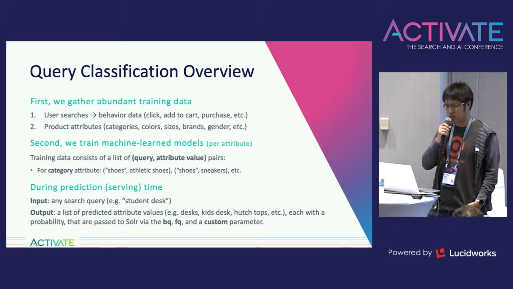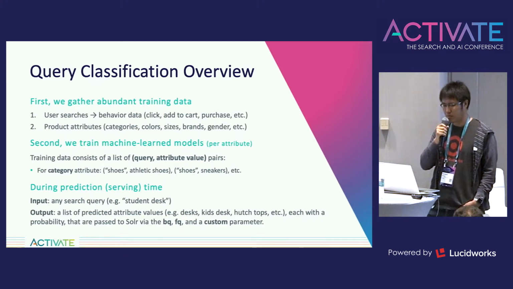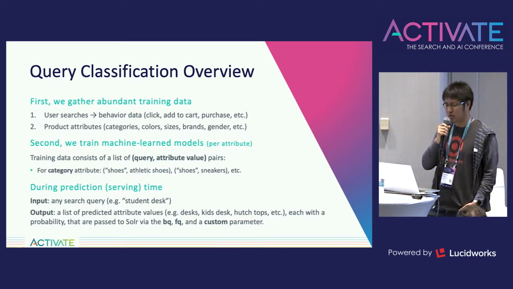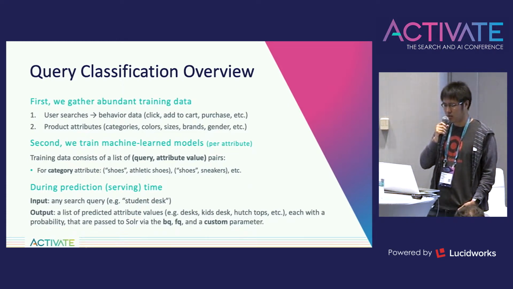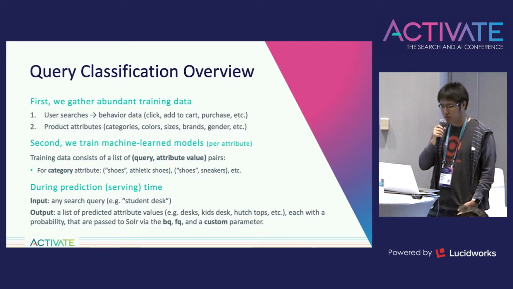And then the second step, we train machine learning models on a per attribute level. And the training data consists of a list of query and attribute value pairs. For example, let's say for the category attribute, the training data will look like shoes associated with athletic shoes, and shoes associated with sneakers, etc.